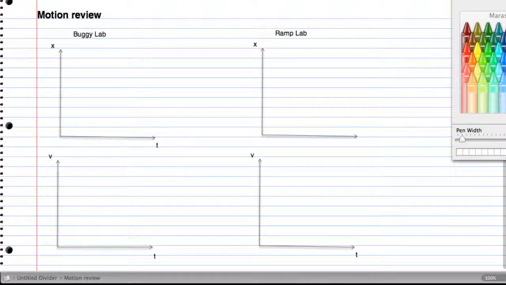I wanted to go ahead and review some of the stuff that we did regarding lab, just to get you ready to do some of the worksheets that we're going to be working on today. So the first thing is, when we did the buggy lab, we got position versus time and velocity versus time graphs, and they look like this.